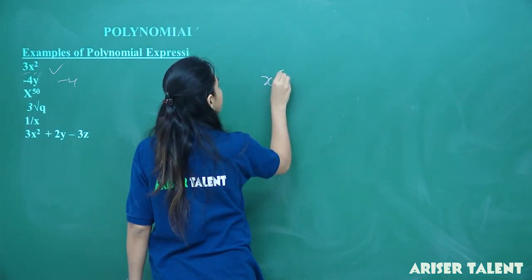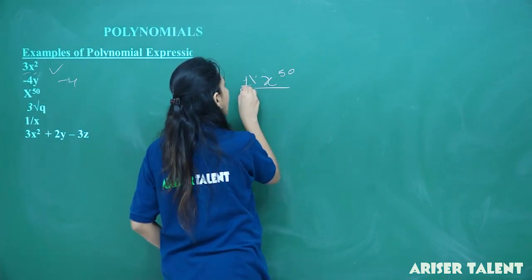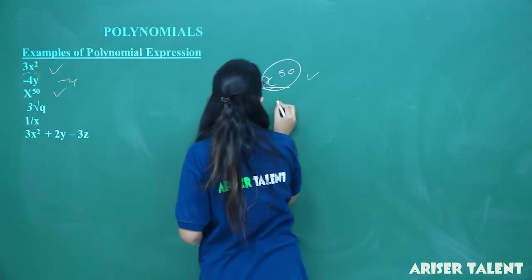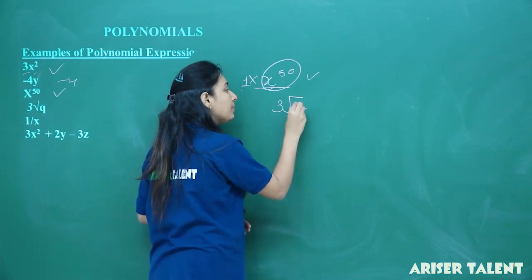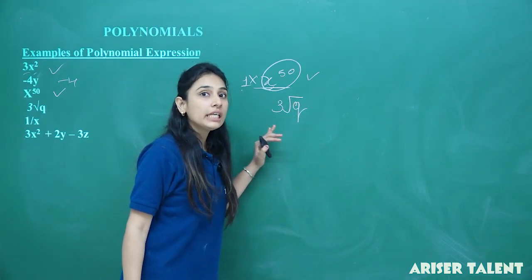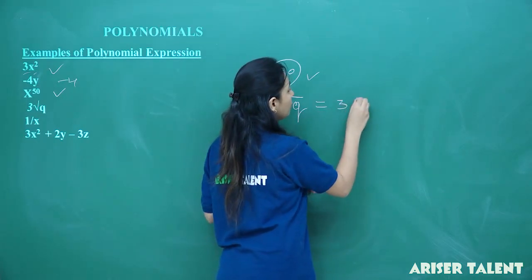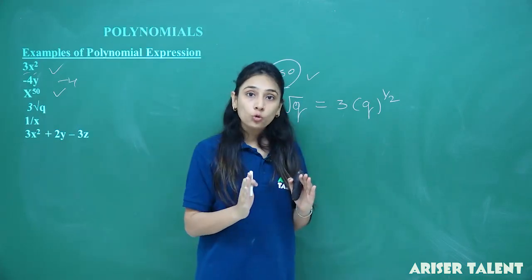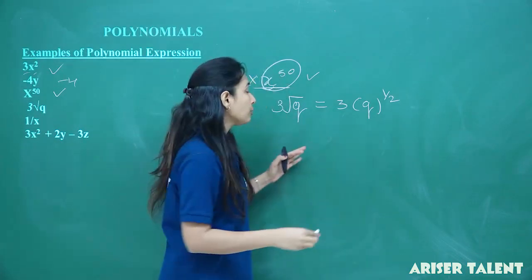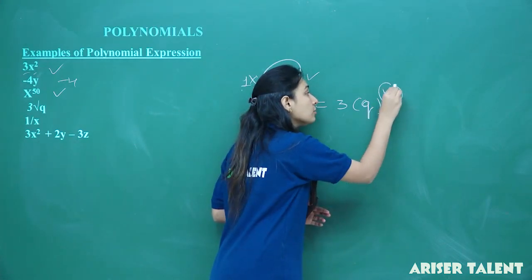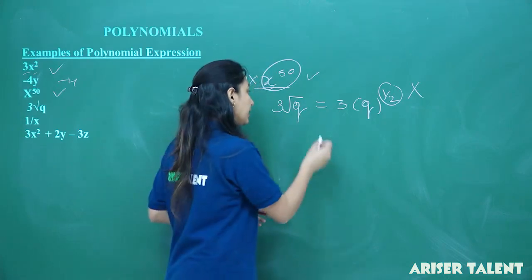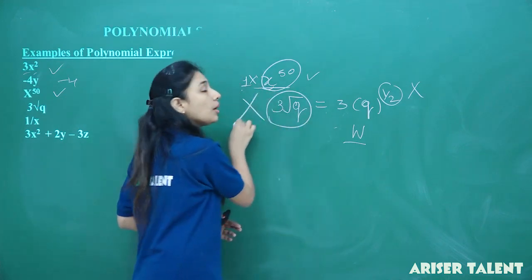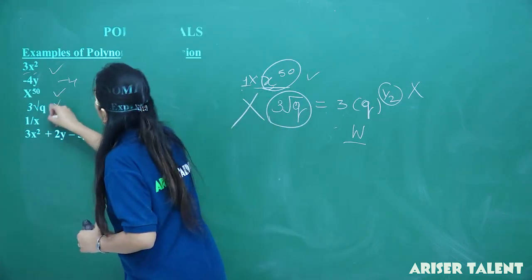Now x power 50, having 1 as constant and x to power 50 as variable. So it is now 3 multiplied by root q. Now how can you rewrite root q? It is nothing but 3 multiplied by q to power 1 by 2. Now 1 by 2 is not a whole number. So the exponent of q is not a whole number, because it doesn't belong to whole numbers. So here it is not a polynomial.